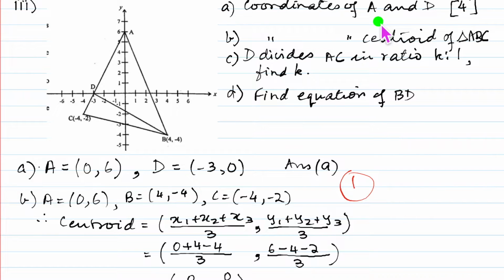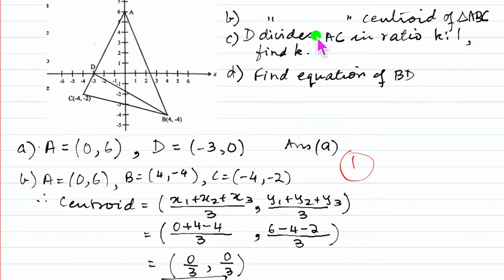Now, coordinates of A and D. If I have to show you coordinates of A and D, this is 6 on y-axis, 0 on x-axis, and so A becomes (0, 6). Point D is on x-axis, so -3 is the x-coordinate and y-coordinate is 0. So we write D is (-3, 0), and that is our answer A, and that is for 1 mark.